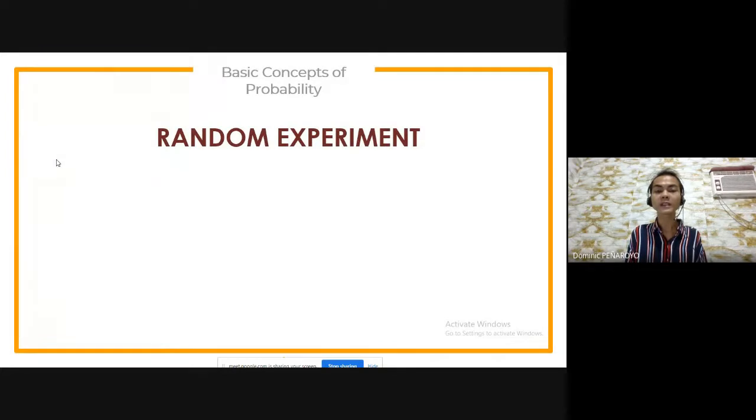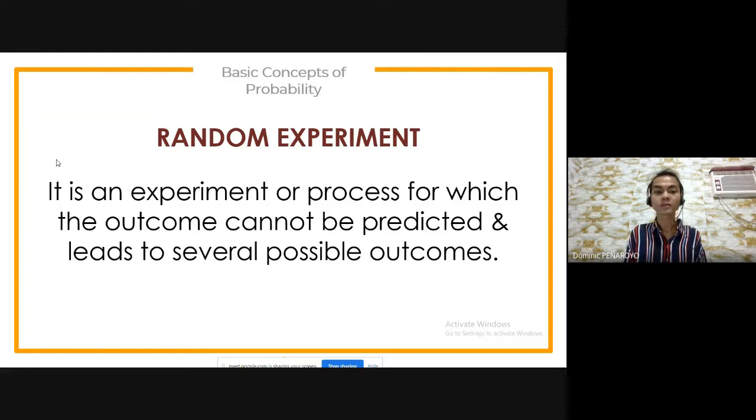To begin, let's have first the basic concepts of probability by defining some terms. First, we have here random experiment. A random experiment is an experiment or process for which the outcome cannot be projected and leads to several possible outcomes. So again, a random experiment is an action or a process that leads to several possible outcomes.